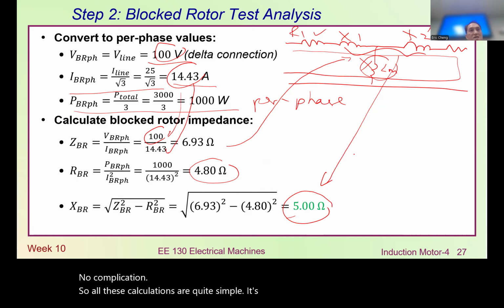So we need to do that. And then for the block rotor test, because it is a star connection, the phase voltage we need to divide by √3, and the line current is unchanged. Then the power needs to be divided by 3 for the per phase. Then we can get the per phase power.